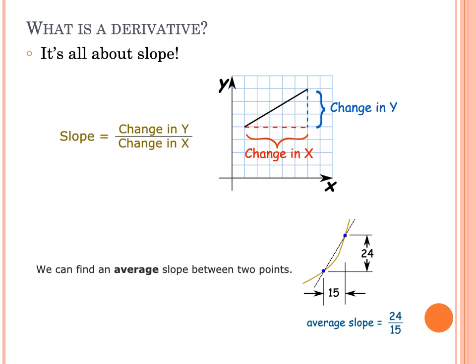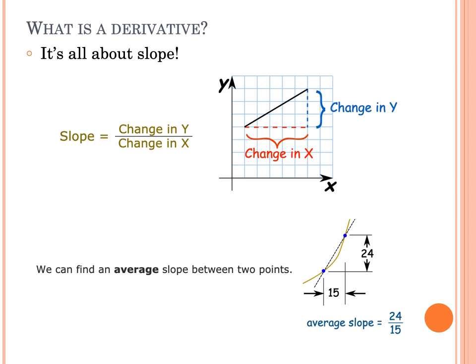So one of the foundational topics to calculus is this concept of using a derivative. And as you go on into calculus, you're going to find multiple ways that the derivative is used. But basically, it comes down to slope. The derivative is the slope at one point. You can also think of it as the slope of a tangent line at one point.